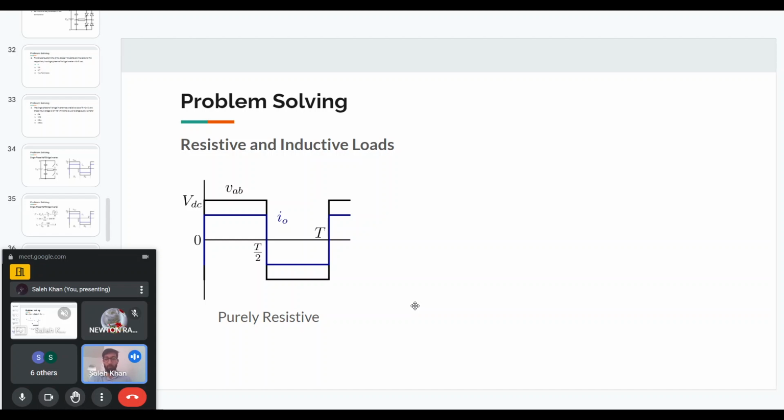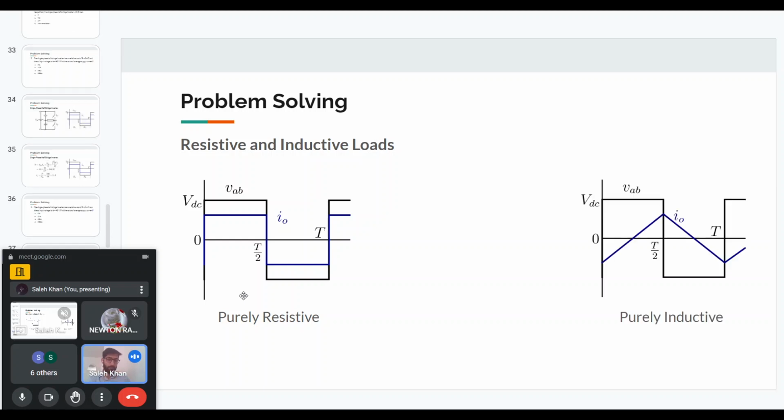The current waveform will follow the voltage waveform. And since the voltage is a square wave, the current will also be a square wave. So this is for a purely resistive load. Now for a purely inductive load, when we apply a positive voltage across the load, the load current will rise. So if it was negative at the start, it will continue to rise and then become positive. And then when we apply a negative voltage across the load, the current will fall. So for a purely inductive load, the load current will be triangular.